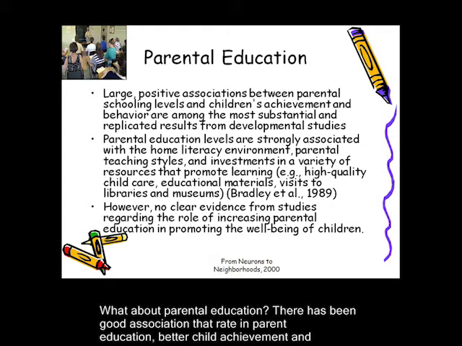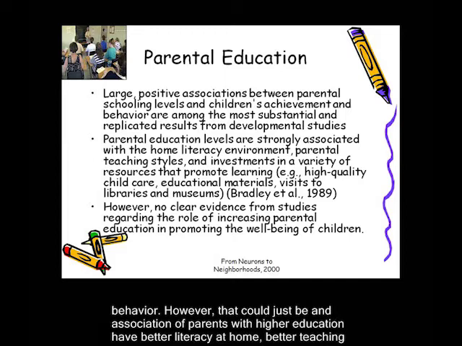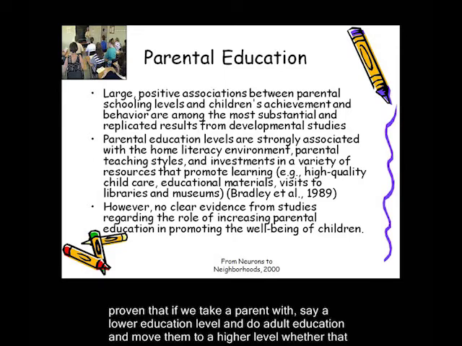What about parental education? There have been good associations that greater parental education means better child achievement and behavior. However, that could just be an association: parents with higher education have better literacy environments in their home, better teaching and parenting styles, and use their resources to invest in better child care, better educational materials, etc. But we haven't proven that if we take a parent with, say, a lower education level and do adult education and move them to a higher level, that it actually benefits.